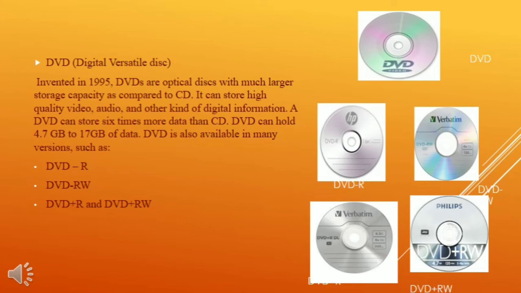The data transmission rate of DVD is much faster than that of CD, approximately 15 times faster. There are many versions such as DVD-R, DVD-RW, DVD plus R, and DVD plus RW. You can see the images on the screen of DVD, DVD-R, DVD-RW, DVD plus R, and DVD plus RW.